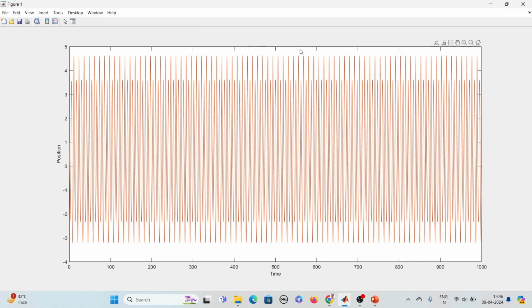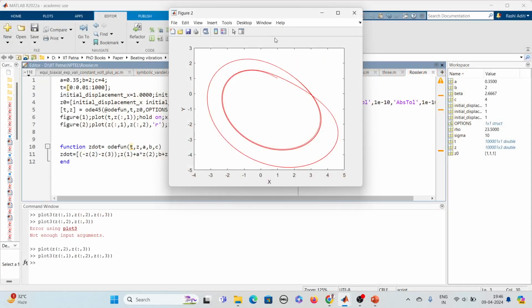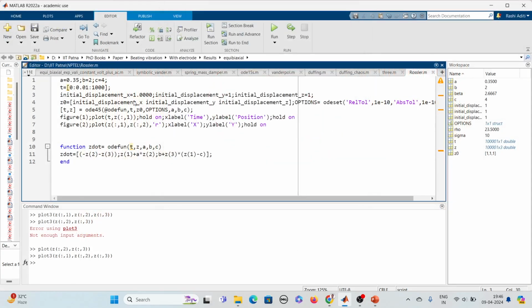So for a small variation of initial condition, the response is exactly the same. So this means that my response is periodic. It is not chaotic. However, I would like to show you one thing. Let me just try to vary the value of A. Let us just take it as 0.1.